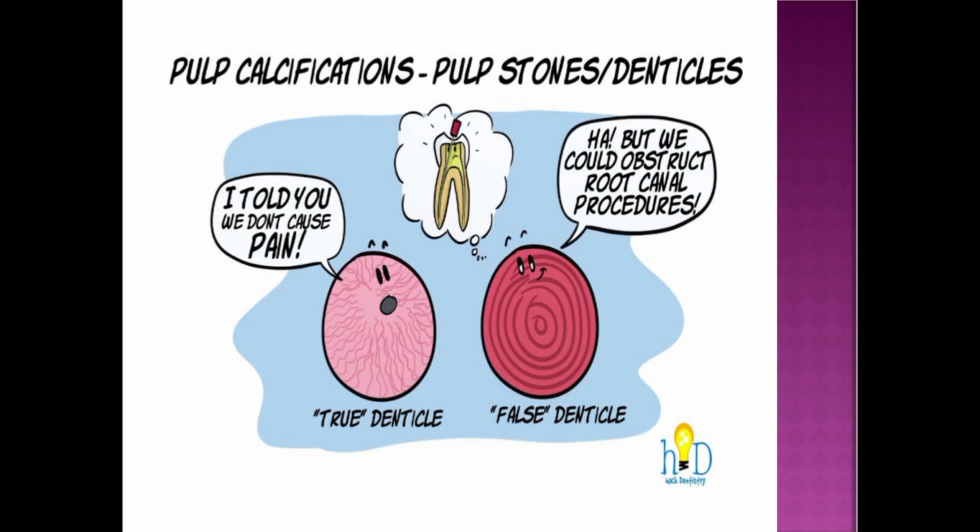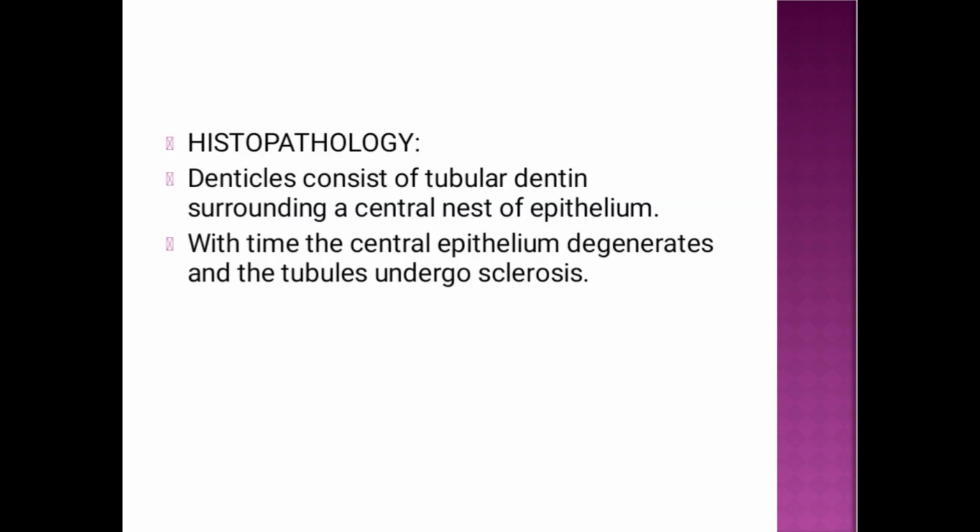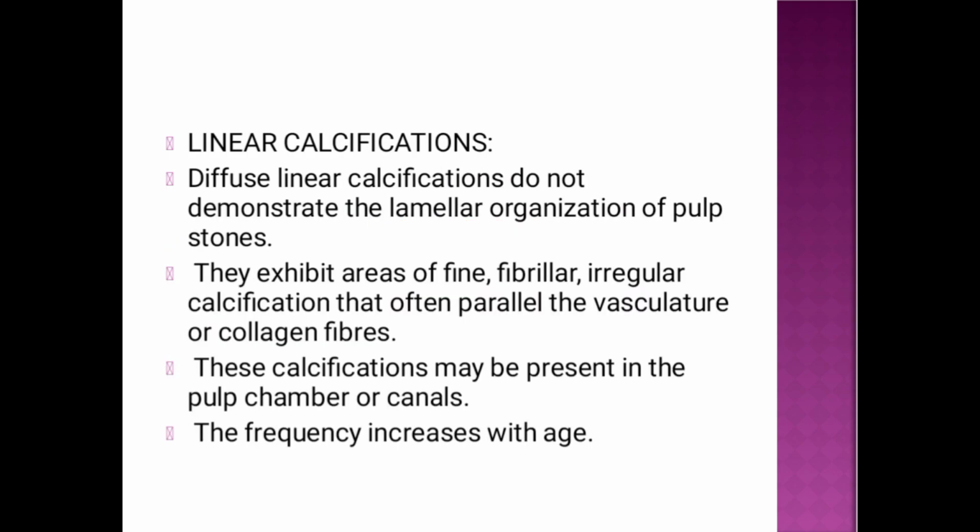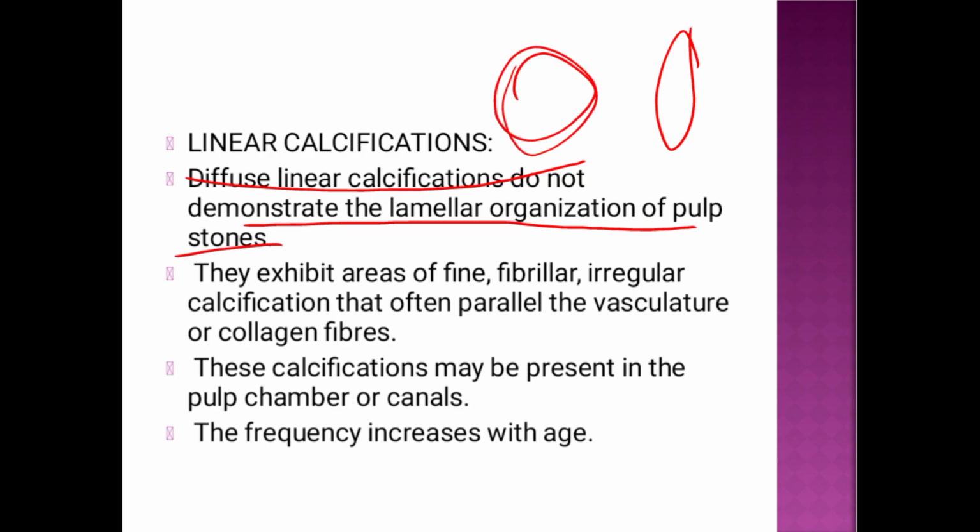Now histopathology. If you come across true dentine, it will have tubular dentine surrounding a central nest of epithelium. With time the central epithelium degenerates and the tubules also undergo sclerosis. Diffuse linear calcification means calcification in a linear manner, and it does not demonstrate the laminar organization of pulp stones, meaning there is no laminar organization.